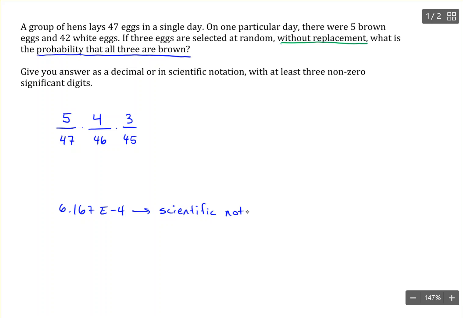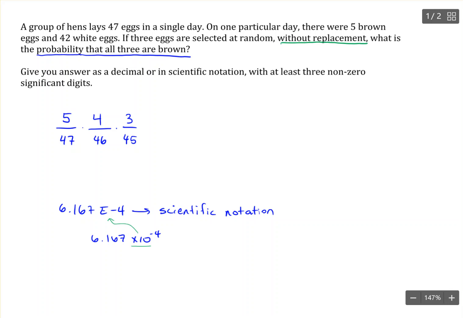Now, this is the way that the calculator does scientific notation. You may know scientific notation using multipliers of 10. Well, this means the same thing. It's just instead of writing 6.167 times 10 raised to the negative 4th power, the calculator just replaces this part, the times 10, with this e, so that it takes up less room on screen. But it means the same thing.